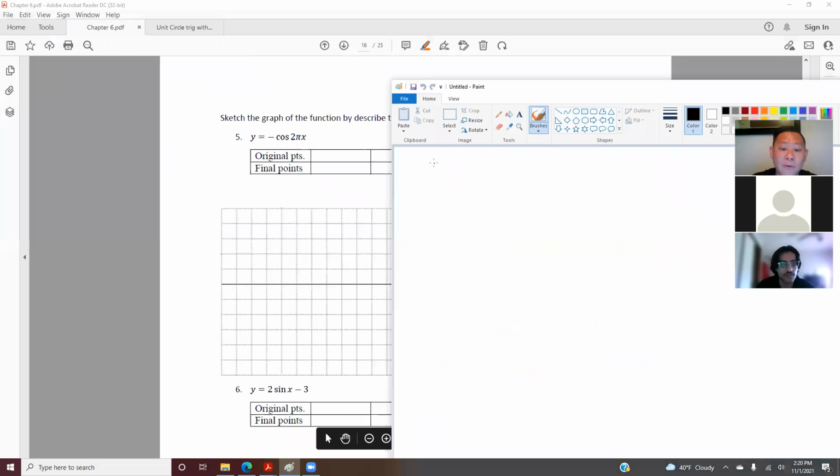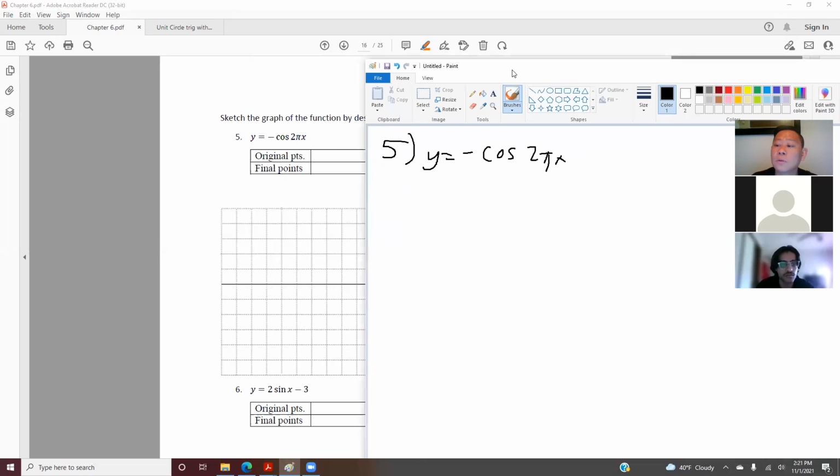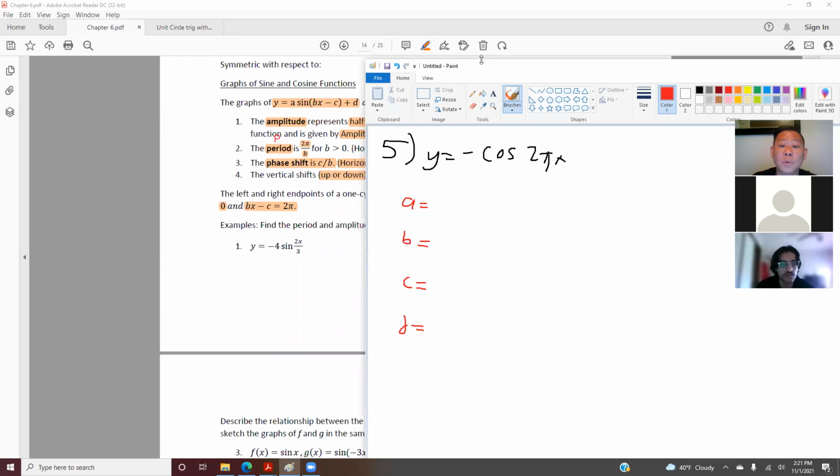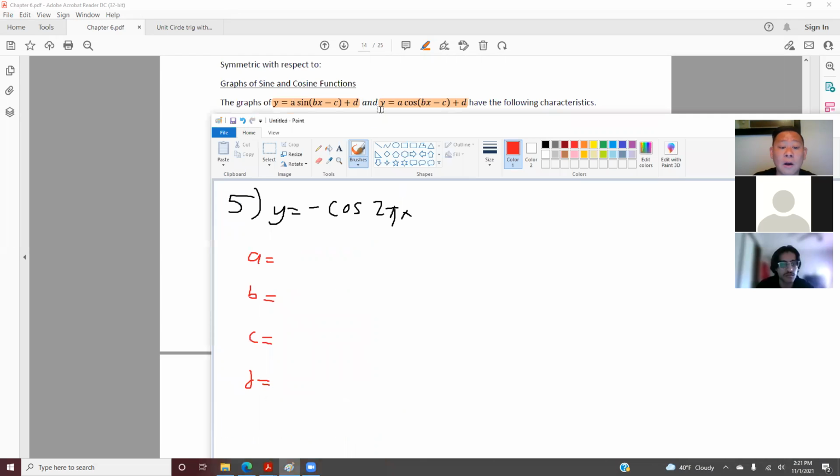This is very, very important, and this one costs around 10 points in your test. Okay. y equals negative cosine 2 pi x. The first thing I always tell my students here is to tell me what your A, B, C, and D are. To figure out your A, B, C, and D in this case, you will need to look at this and compare.